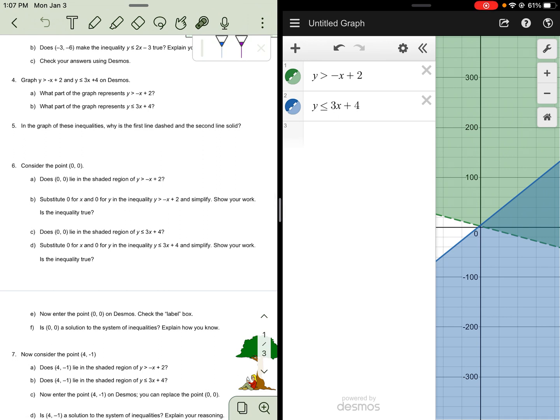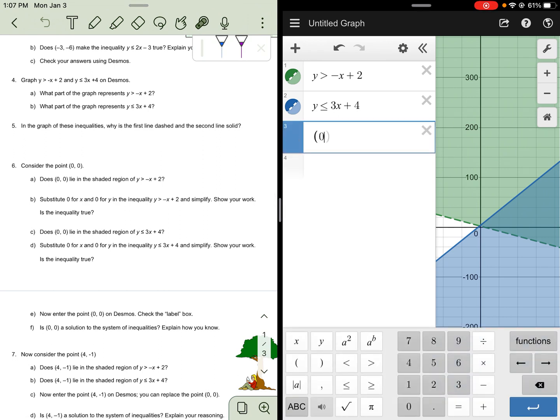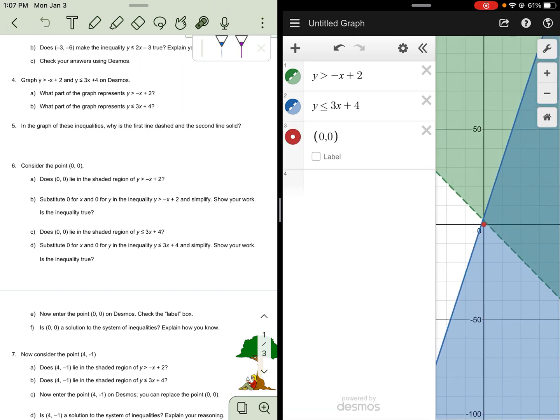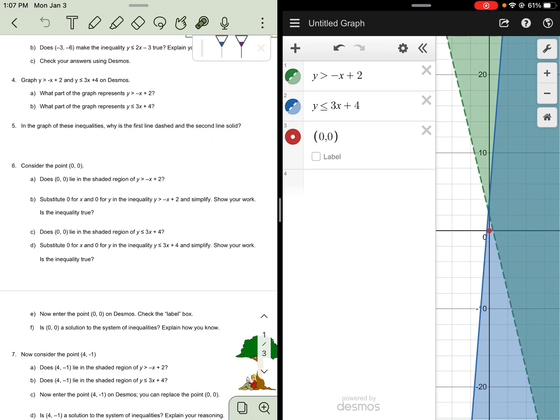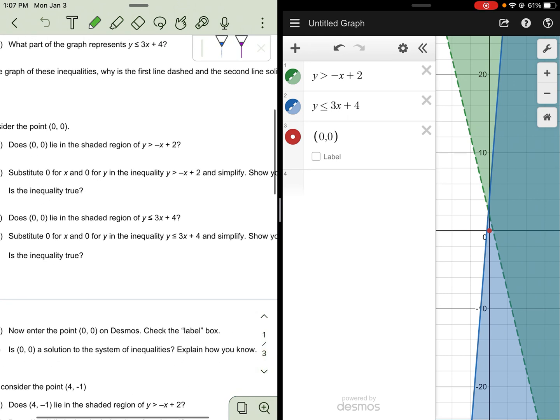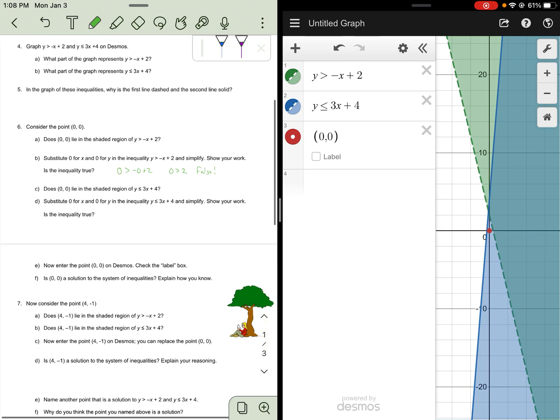Okay, so now we're going to consider the point 0, 0. I'm going to just plot that over here. Okay, there it is. And it says, does 0, 0 lie in the shaded region of y is greater than -x plus 2, which is the green? And no, it does not lie in the green. If we substitute 0, 0 for x and y over here, we get 0 is greater than -0 plus 2, which would get us 0 is greater than 2, which is false. So algebraically, you can see that it's not a solution, which is why it does not lie in the green region, because 0 is not greater than 2.